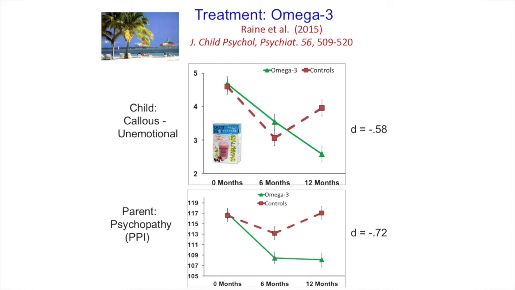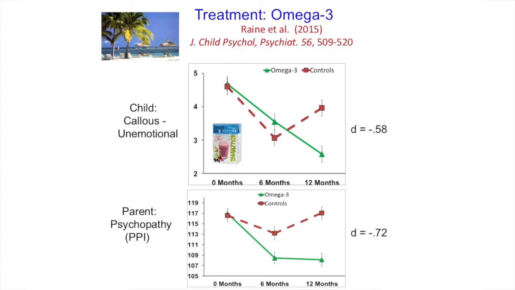So 2 things happen. First, there's a placebo effect. Both groups are improving. This is the end of treatment at 6 months. After treatment ends, however, the controls go back to where they came from on callous and emotional traits, whereas the omega-3 group continued to decline. And that's an average, a medium-size effect. And it's not just the kids. Even the parents of the kids who were given omega-3 show improvements in their self-reports of their psychopathic-like behavior.